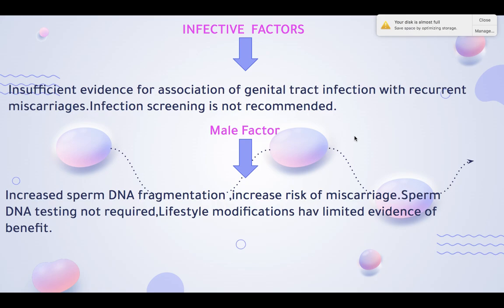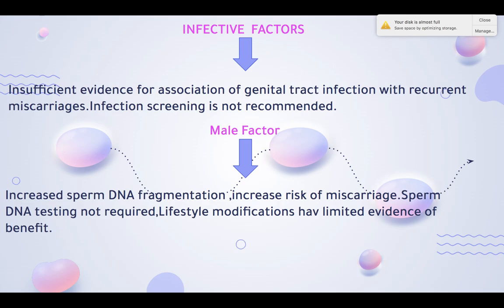Okay, we will be discussing that treatment in the next few slides. Infective factors. For any infection to become a cause of recurrent miscarriage, it is important that it stays in the genital tract, is asymptomatic, and does not respond to treatment. Because if an infection in the genital tract is symptomatic, the patient will go to the clinician, who will give her medication, and the infection will be eradicated.